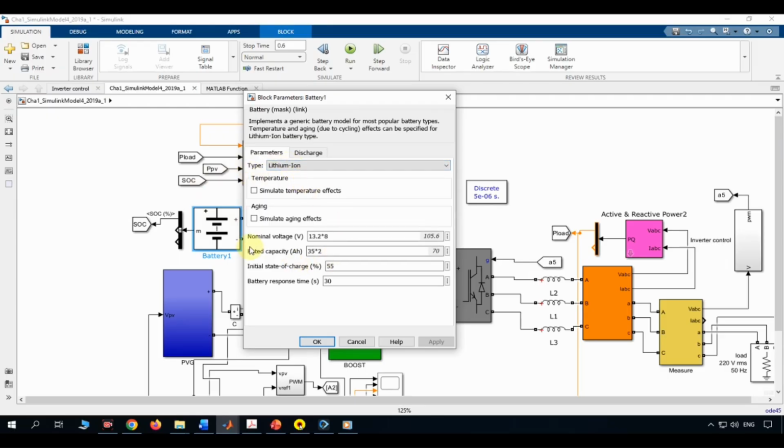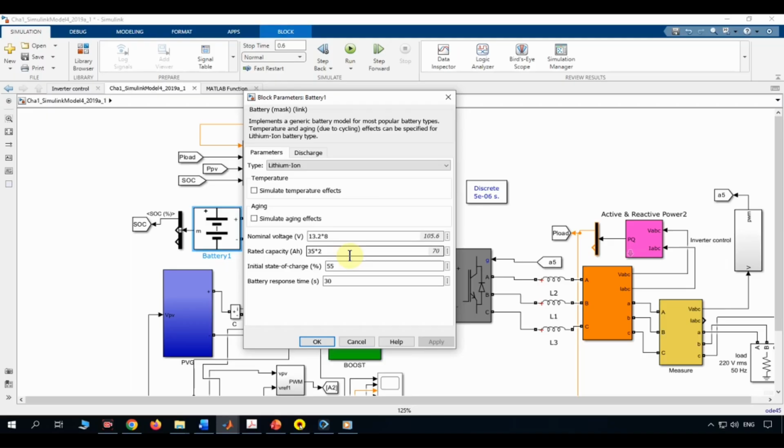Nominal voltage equals 13.2 multiplied by 8, which equals 105.6 volts. This field is written as 13.2 multiplied by 8 rather than a single number, and that's deliberate. 13.2 volts is the nominal voltage of one battery module, and 8 is the number of those modules wired in series. Multiplying it out gives the actual pack voltage, 105.6 volts, but keeping the expression in this form makes it immediately clear how the pack is built. 8 modules in series, each rated around 13.2 volts, which is a very standard rating for a 4-cell Li-ion module.